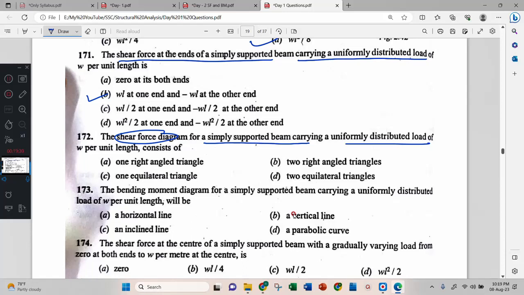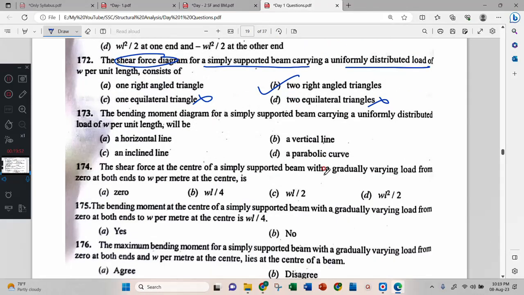Shear force diagram for a simply supported beam carrying uniformly distributed load. It goes up and comes down. One right angle triangle, two right angle triangles, correct? Not one equilateral, not two equilateral. Bending moment diagram, simply supported beam, uniformly distributed.